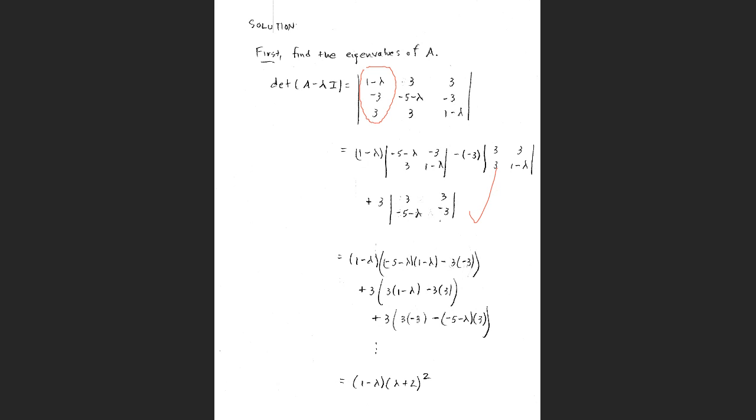And of course, it doesn't matter in cofactor expansion which column or row you use. In the end, you have to get the same answer. And so we get that 1 minus lambda times lambda plus 2 squared as the characteristic polynomial.